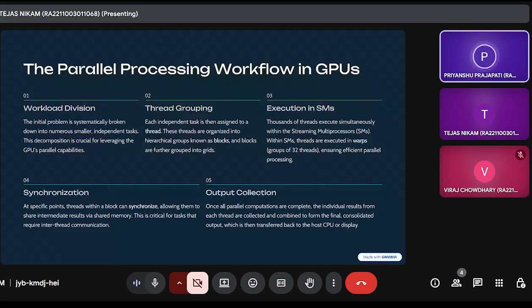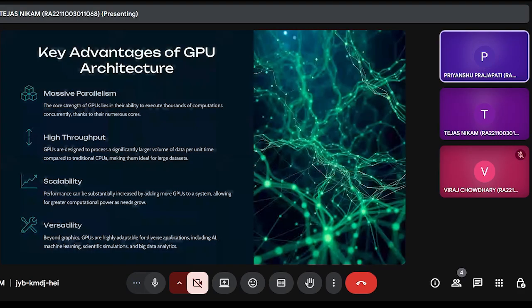Output collection: once all parallel computations are complete, the individual results from each thread are collected and combined to form the final consolidated output, which is then transferred back to the host, CPU, or display. The result of which we see on our screens whenever we play video games or do any TensorFlow stuff, etc. So the key advantage of this GPU architecture is massive parallelism.